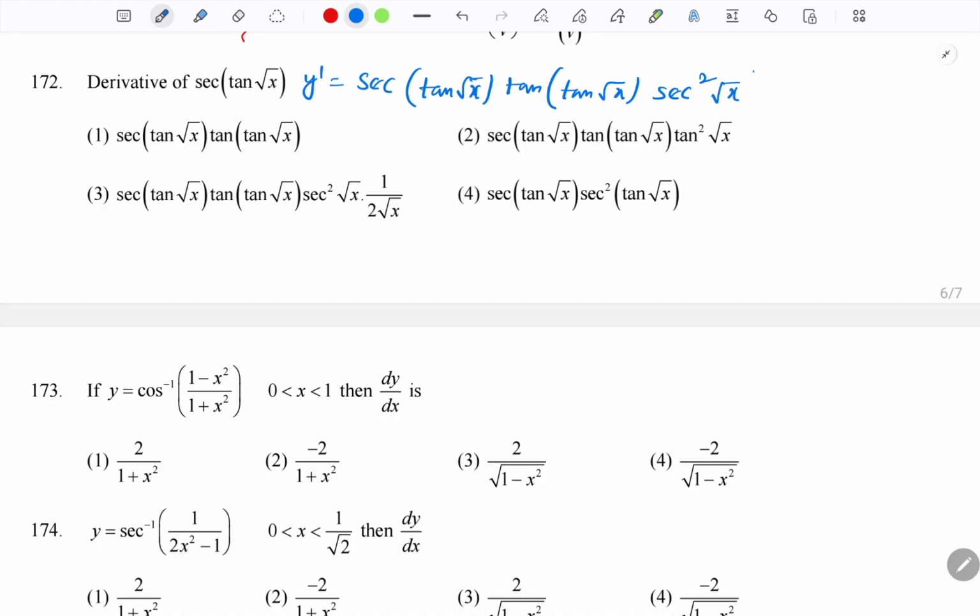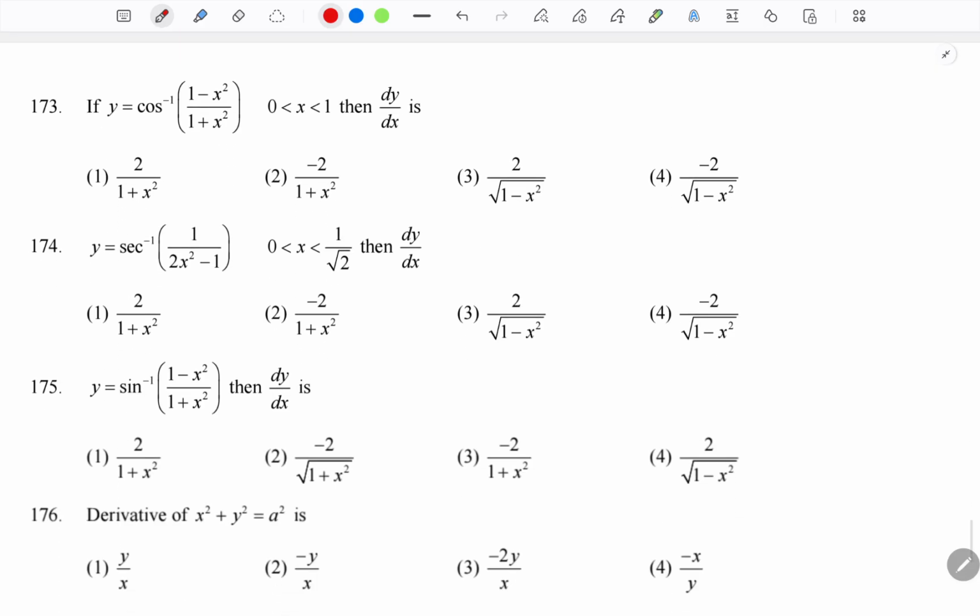What is it instead of x? Root x. It's not x, right? It's root x. What is the internal derivative of root x? 1 by 2 root x. So this is the derivative of this function. So where is the option? This one. So 1 by 2 root x, oh, it is option 3, right? Next one. Again, a very easy question, right?